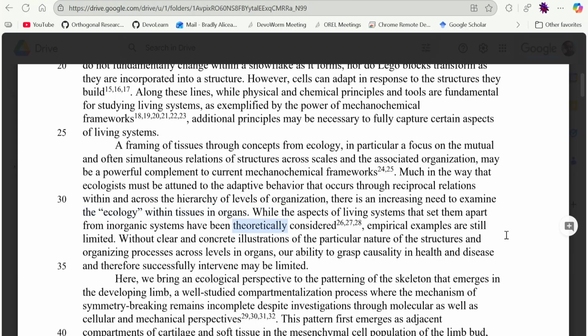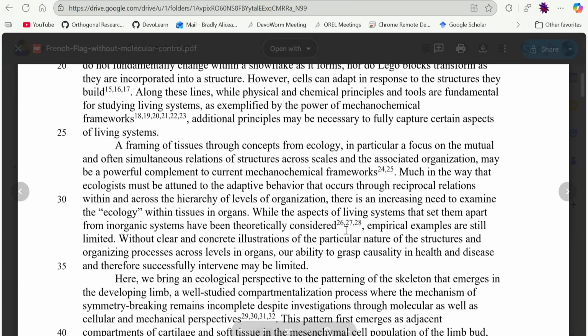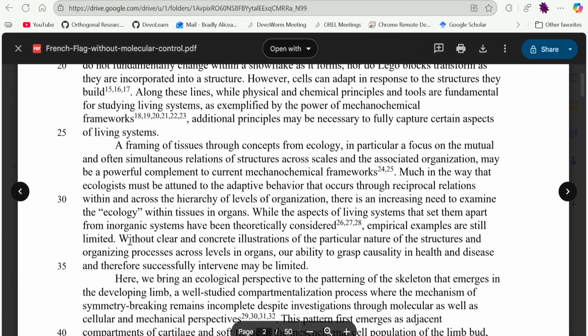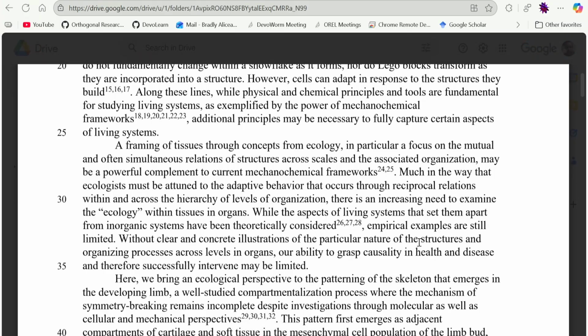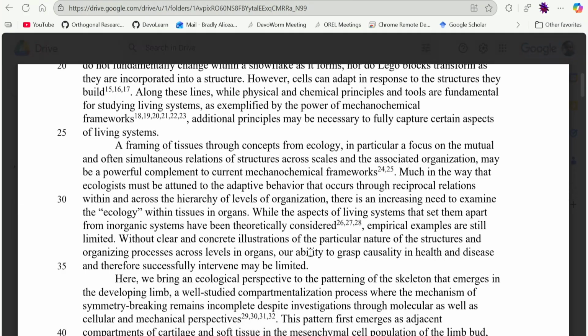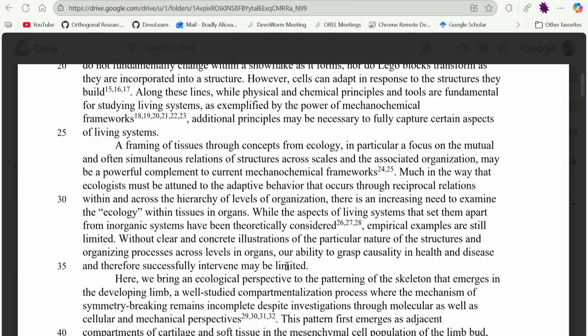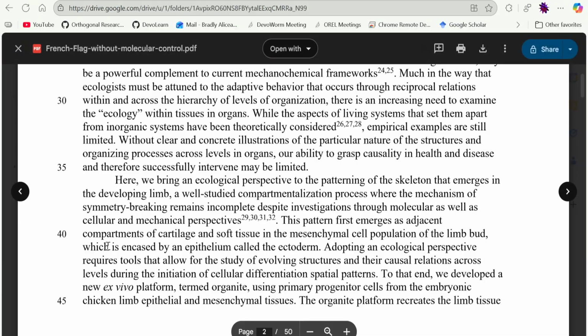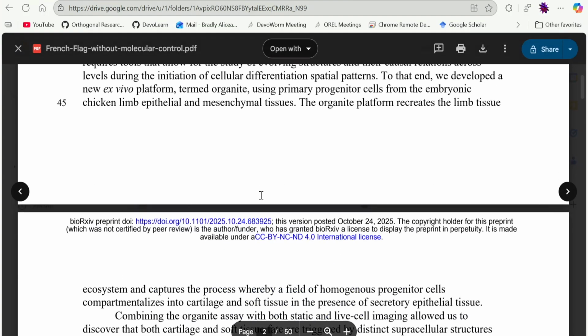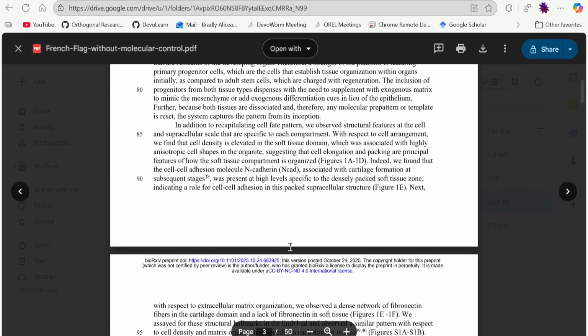While the aspects of living systems that set them apart from inorganic systems have been theoretically considered, empirical examples are still limited. Without clear and concrete illustrations of the particular nature of the structures and organizing processes across levels and organs, our ability to grasp causality in health and disease, and to successfully intervene may be limited. So that's what they're talking about here. Let's go into maybe some of the figures.